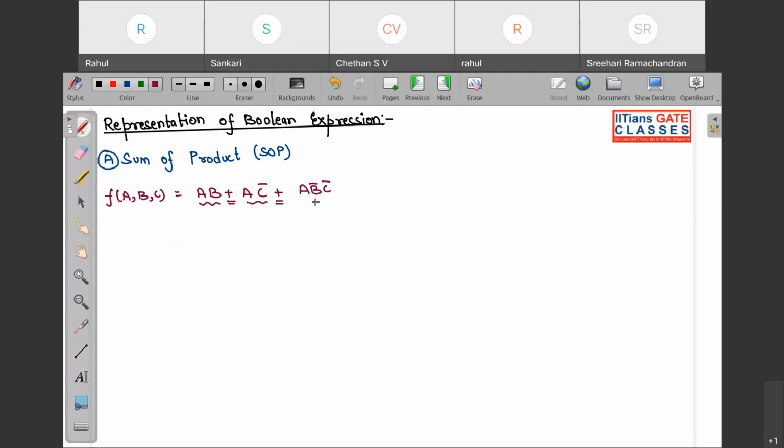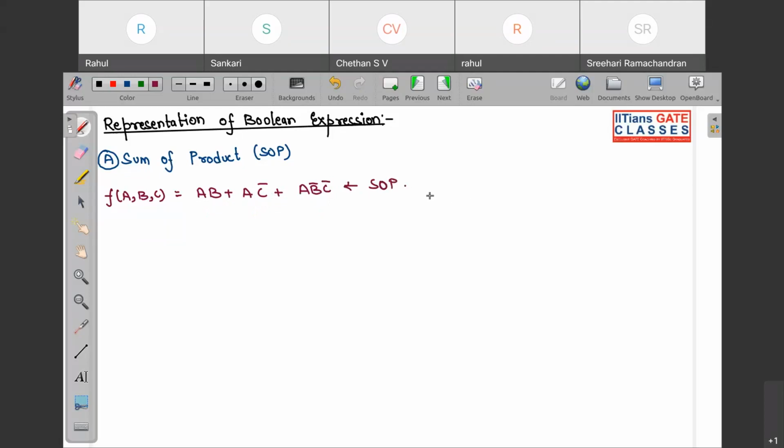These are all product terms, and individually they are summed. That is why it is known as sum of product. So this is a normal SOP.